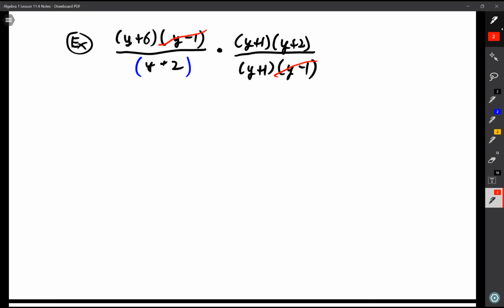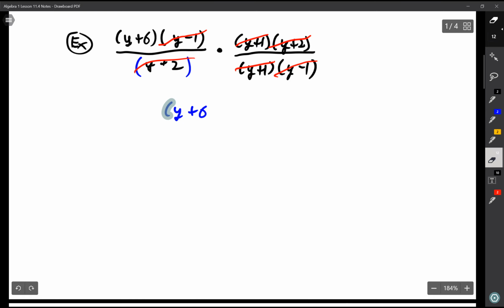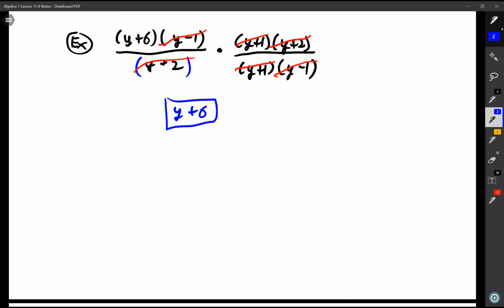I have a y plus 1 on top and a y plus 1 on bottom, so those cancel. I have a y plus 2 on top and a y plus 2 on the bottom, so those cancel. So what's my answer? What I'm left with, y plus 6. I don't need the parentheses though, because it's all by itself. It's not being multiplied by stuff. So my answer is y plus 6. Hopefully that makes sense. Let's do one more multiplication example.